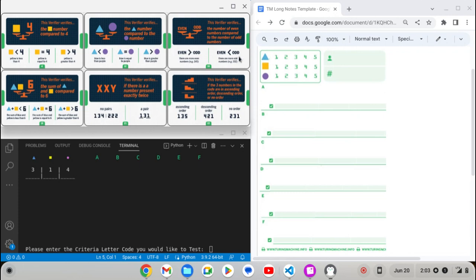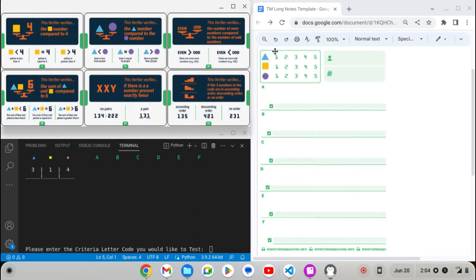Criteria card B looks at the first and last digit, the triangle and circle, and compares them. Should the triangle value be less than circle? Should they be equal? Or should the triangle value be greater than circle? Criteria card C looks at our 3-digit solution and will let us know something about the ratio of even to odds. So should there be more even than odds, or should there be less even than odds?